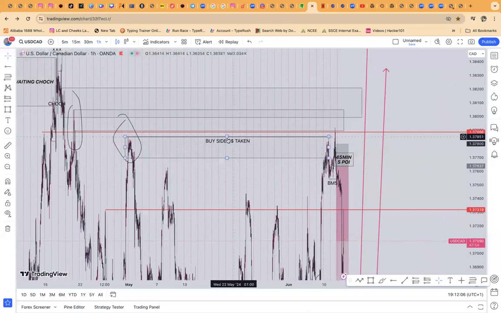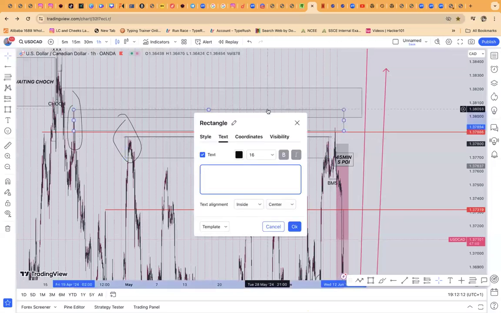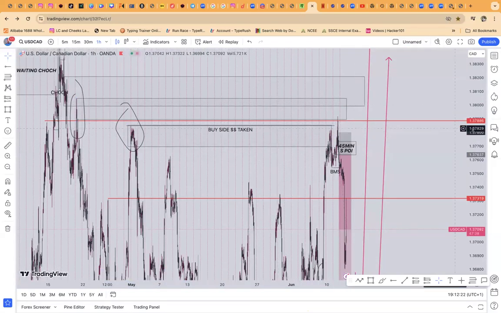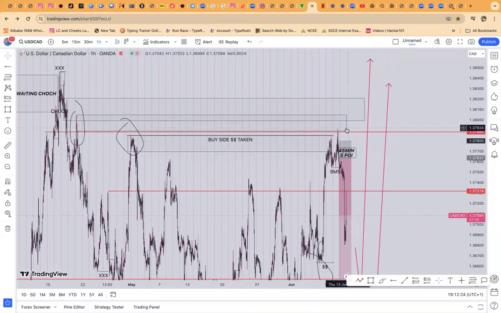Probably a lot of people will call this an inducement. This is a higher time frame. An inducement to what? The supply zone. It is an inducement liquidity to the supply zone. But in other words, I call this a buy side liquidity that needs to be swept off. And this is my supply zone.